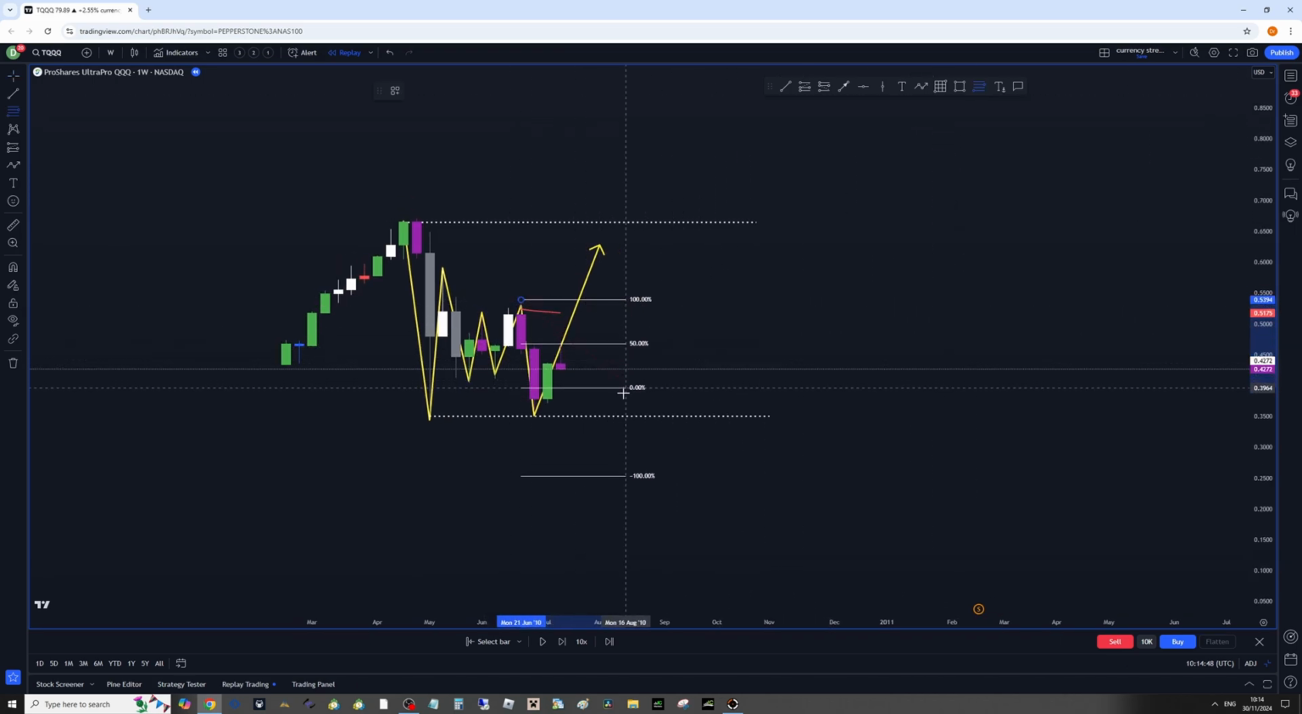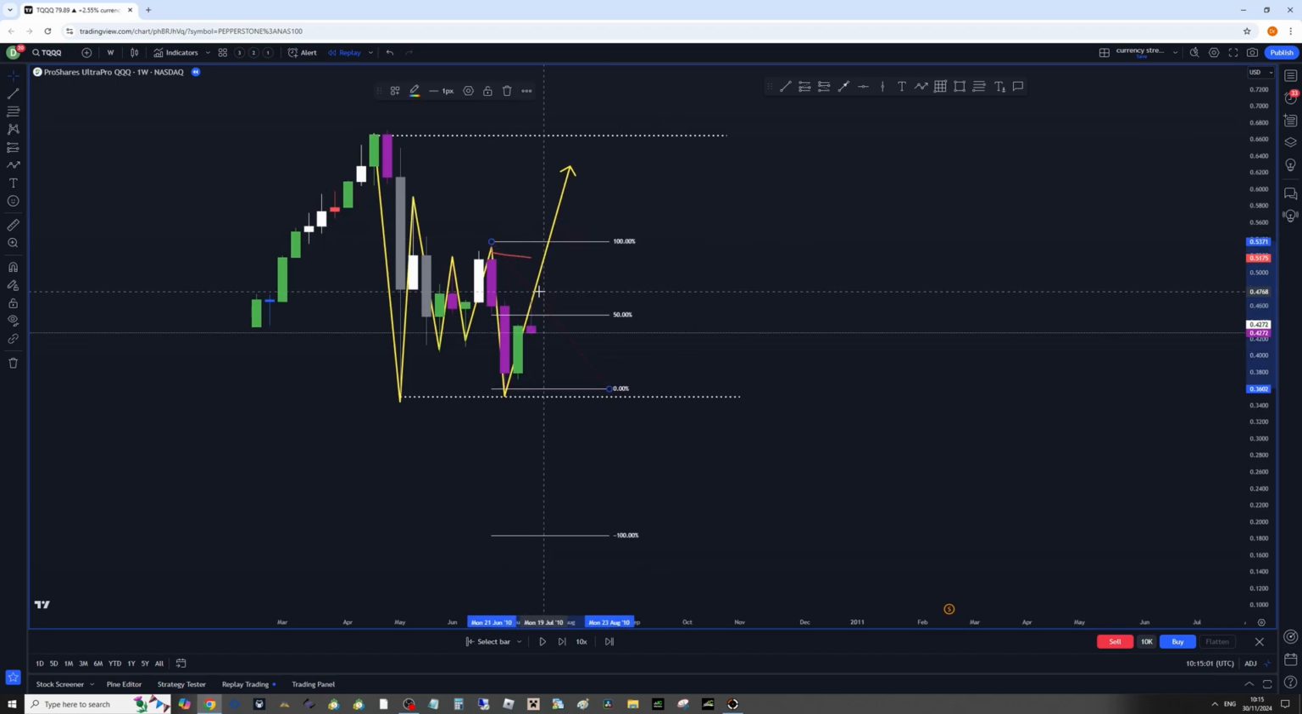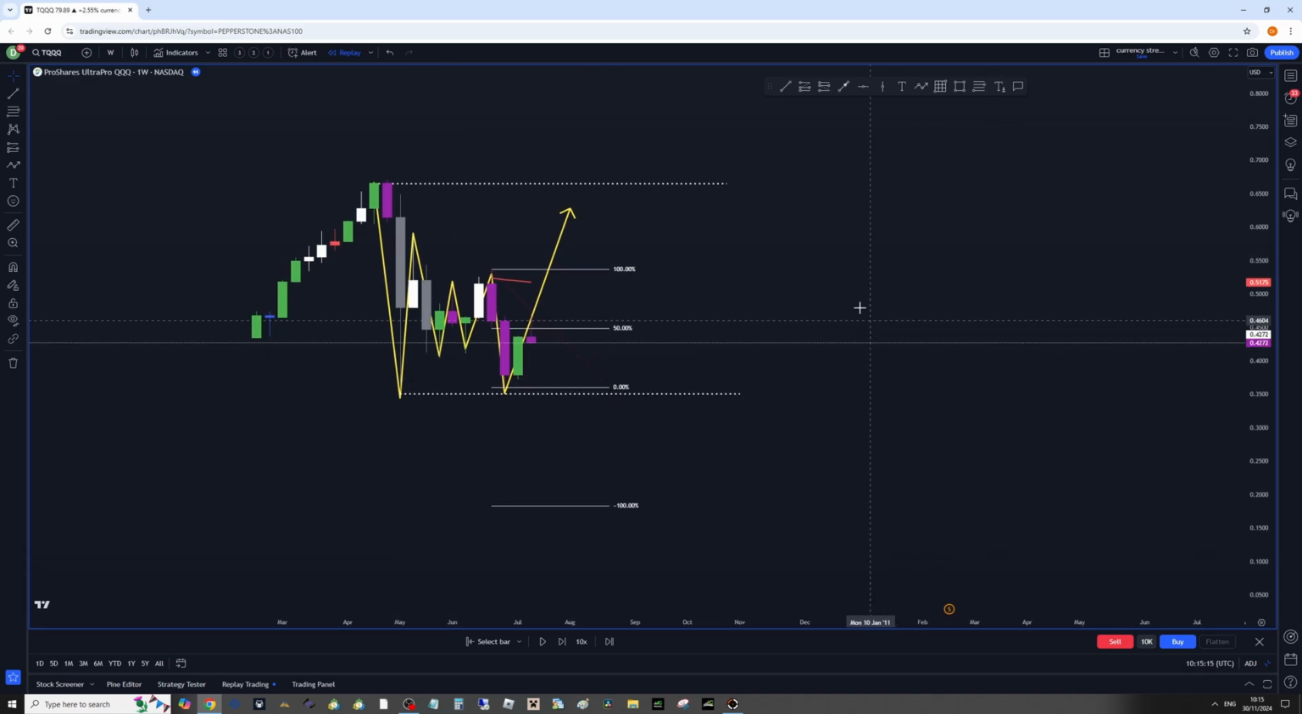So if we fib from this high to this low, we get a 50% area, and we're getting initially rejected. If we go above the 50, then we may go to this high, and if we close above this high, then we are going to be bullish. If we close below this low, and especially this low, then the trend will be bearish. If we're looking for entries, then right now we're bearish. That is what we're seeing, a higher high here and a lower low, and then the internal structure is bearish.